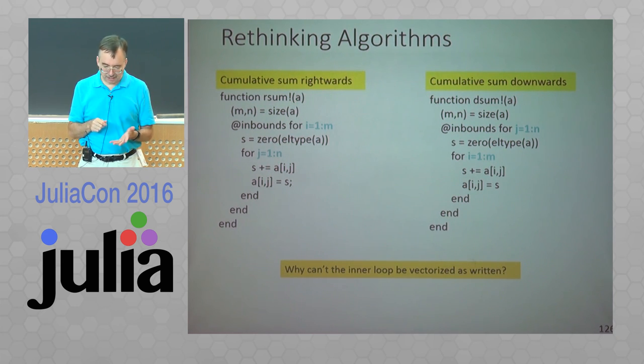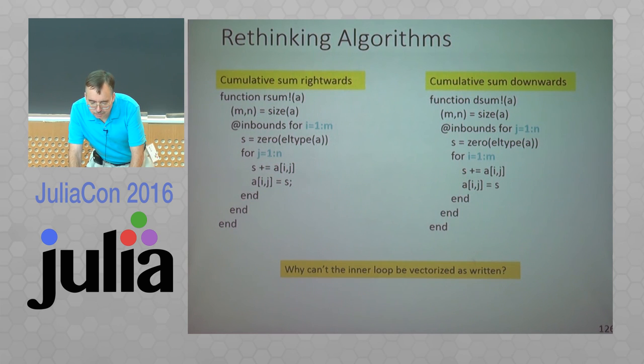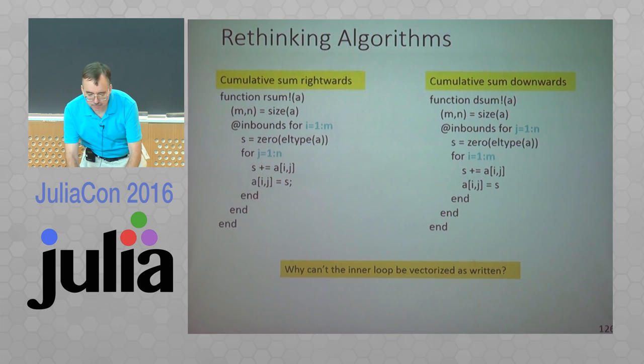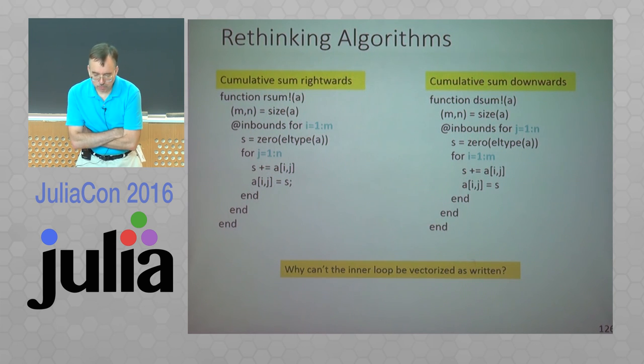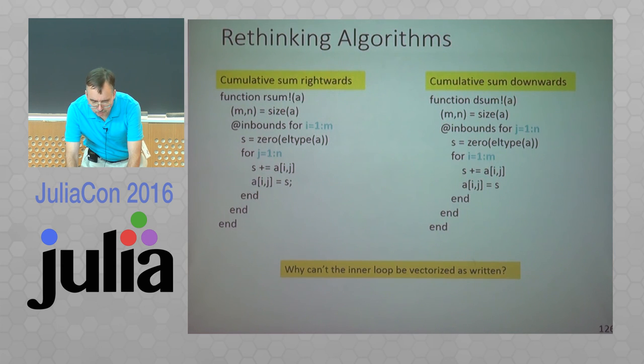Because on the left, the running sum is over things that are far apart, if I remember right. And the one on the right, I'm trying to remember why that doesn't vectorize. Sorry, I can't remember why. What annoyed it? Not sure about the one on the right now. Why does it vectorize?